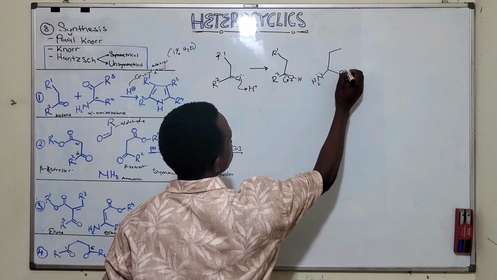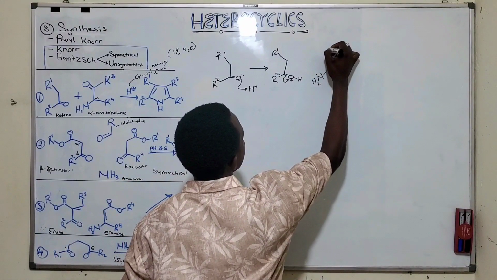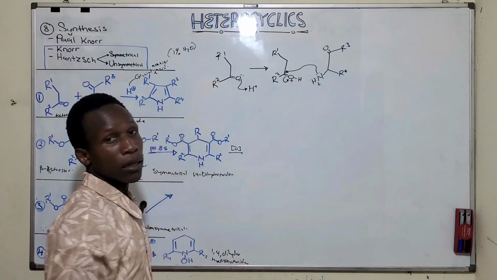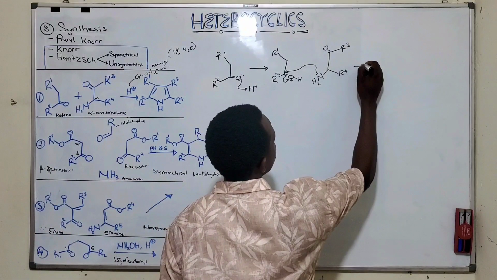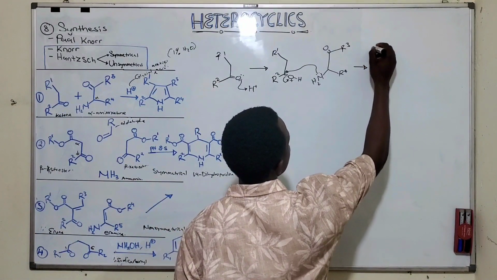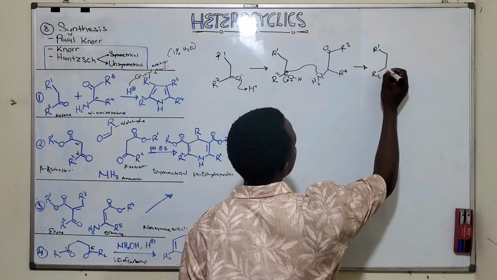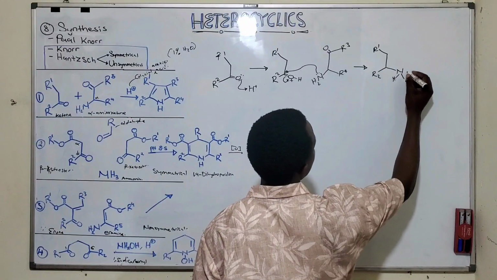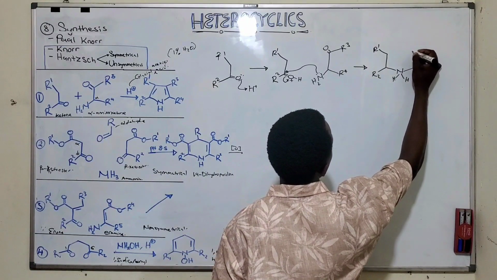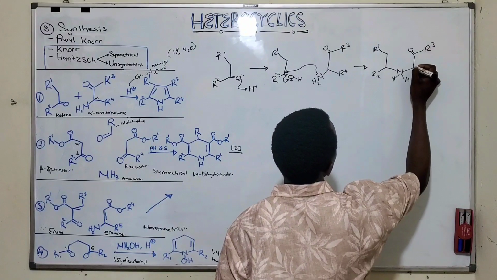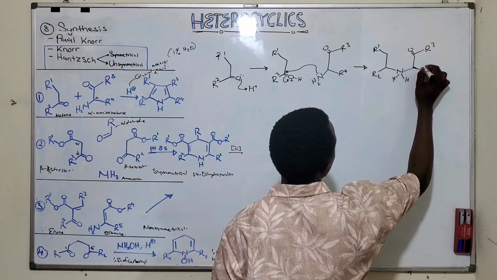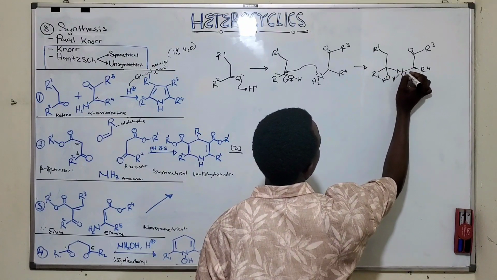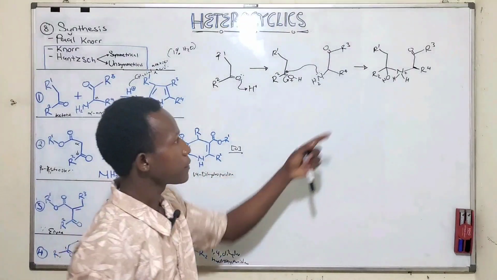We have R4 and R3 with a ketone, to attack the carbocation. So we shall form this: R1, R2, then we have N, hydrogen, and another hydrogen, R3 and R4. Then there is an OH group here, but this nitrogen is unstable. It is positively charged.